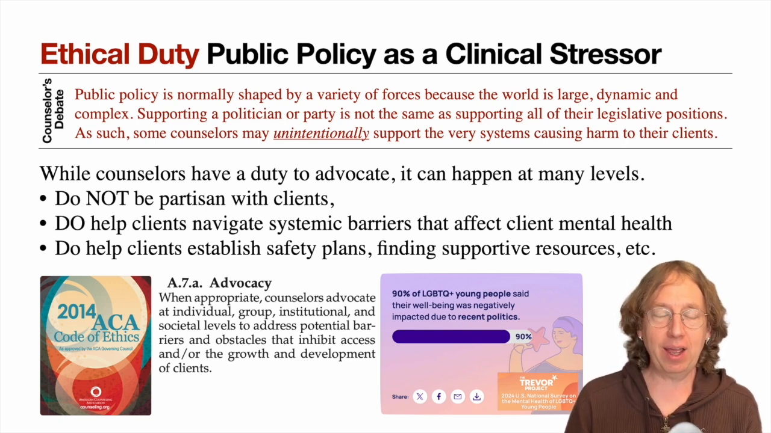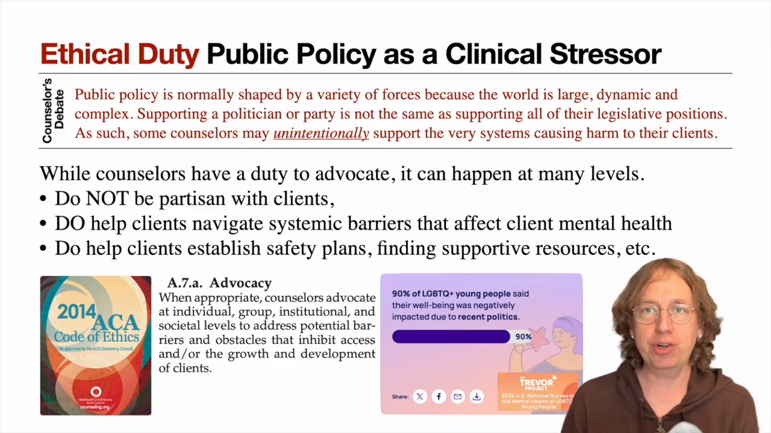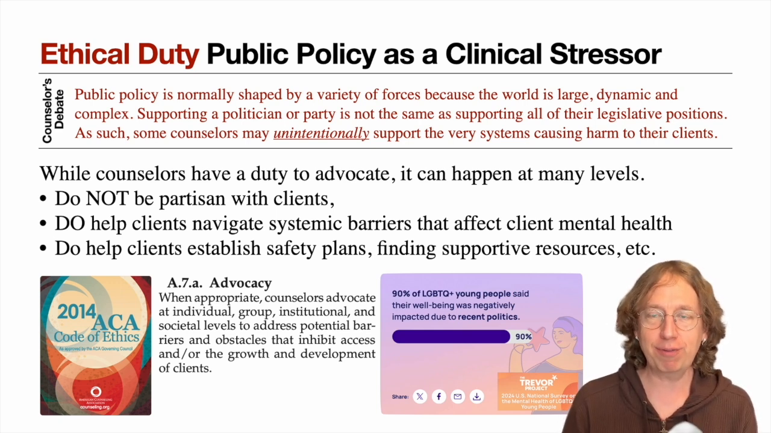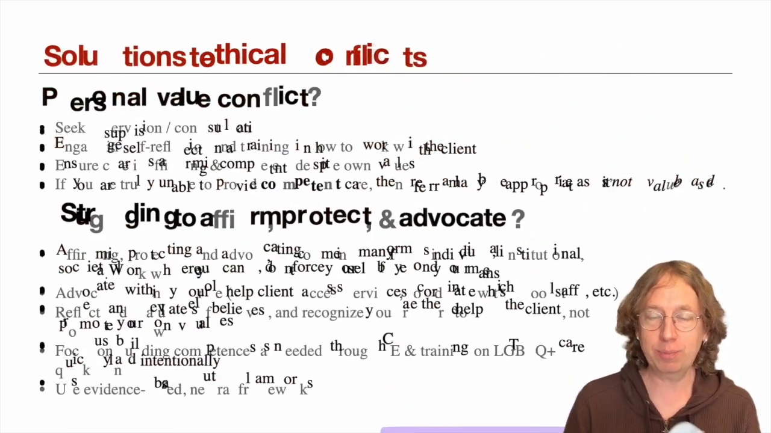While we have an obligation to advocate, which may go against our personal values in some cases, we can acknowledge that we do not have to be partisan, and we should not be partisan in the therapeutic process. In fact, while we have to advocate on behalf of the client, there are many ways to do so. We do not have to advocate in a public setting. It can be done privately, and it can be done in ways that more directly, immediately address the needs of the clients. For example, we have an obligation to help clients navigate systemic barriers that affect their mental health, and to help clients establish safety plans, finding supportive resources, etc. We must maintain awareness of that despite our own values.